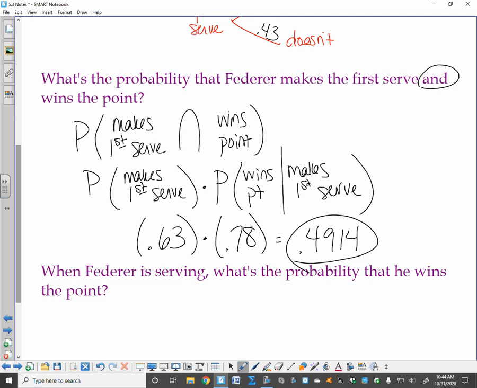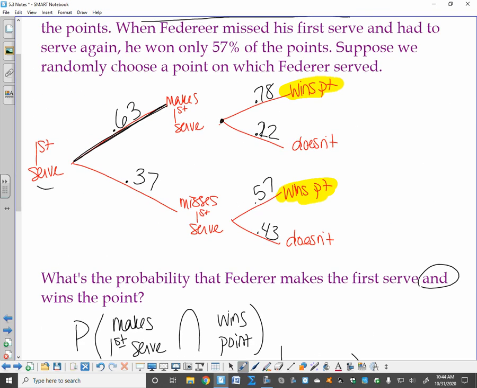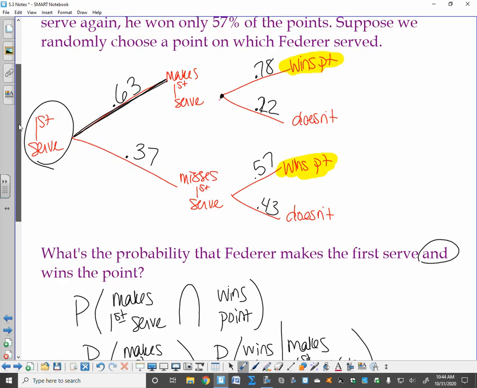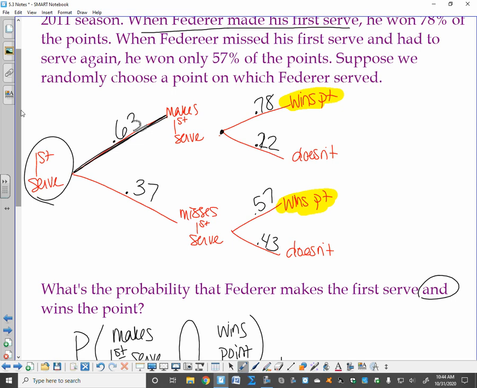All right. When Federer is serving, what's the probability that he wins the point? Okay, now hold on a second. When he's serving, well, he's serving all of this tree. Every piece of data in this tree, he is serving, okay? What is the probability that he wins the point? Okay, guys, he can win the point 2 different ways, and that's what's highlighted. But please, I hope you already know that it's not the 78 plus the 57. He can win the point 2 different ways.